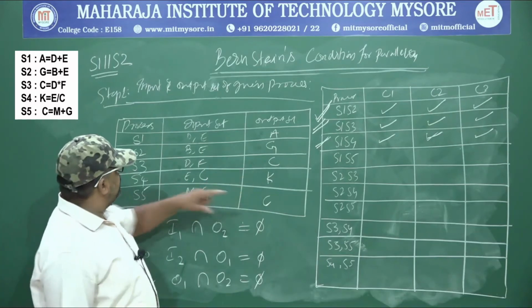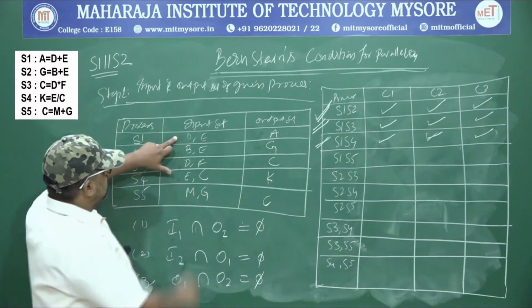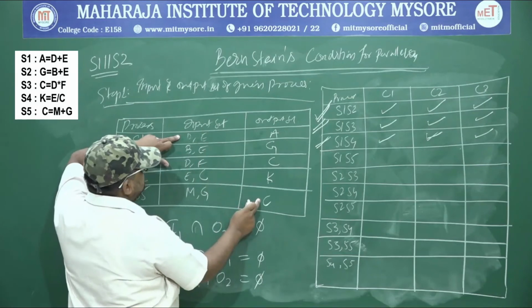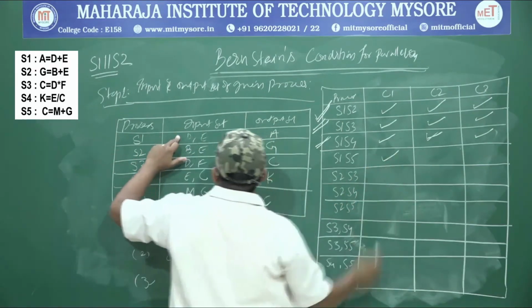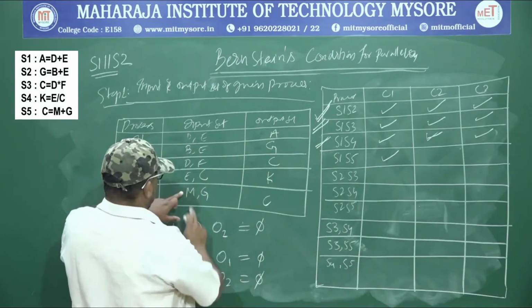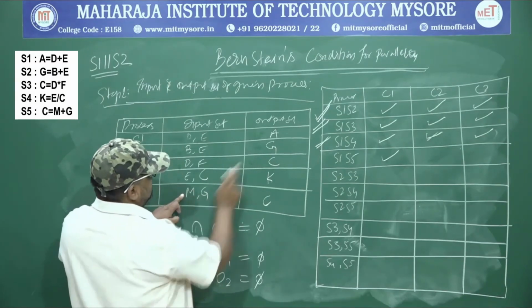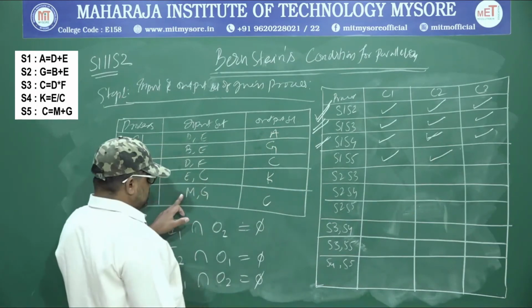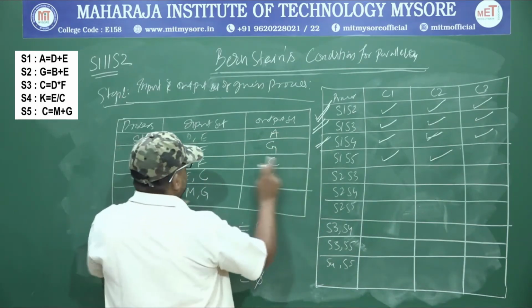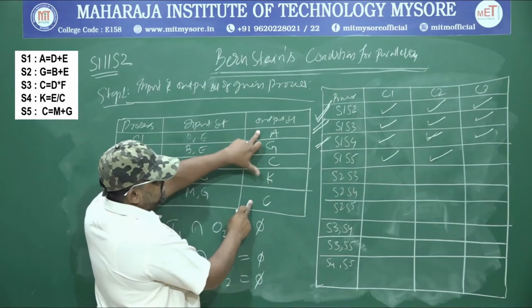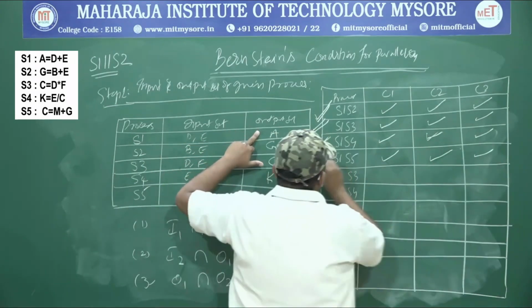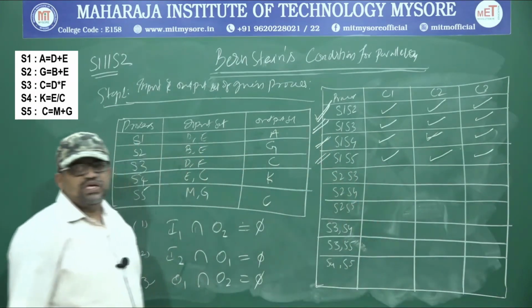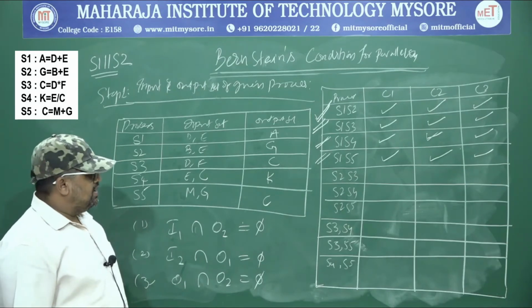Coming to the next one, S1 and S5. What is the input? DE, output is C. So nothing is common. Then again condition 2, it is 1 and 5, it is MG and A. So there is nothing common, it can be executable. Again 1 and 5, output A and C, not common, right? Now I would simply say S1 and S5 can be executed parallelly, right?